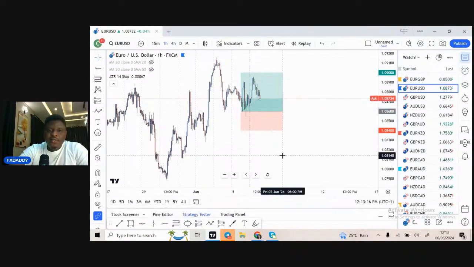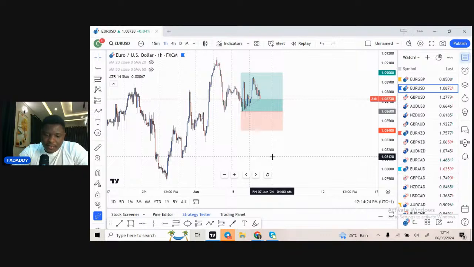on EURUSD. EURUSD buy limit. Entry is at 1.08400. SL is at, sorry, 1.08400. TP2 is at 1.09000. All right, so that's the entry for EURUSD buy limit. I just replaced it on the pinned message.